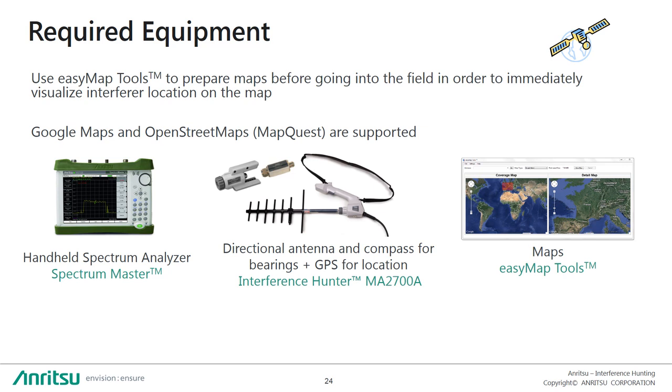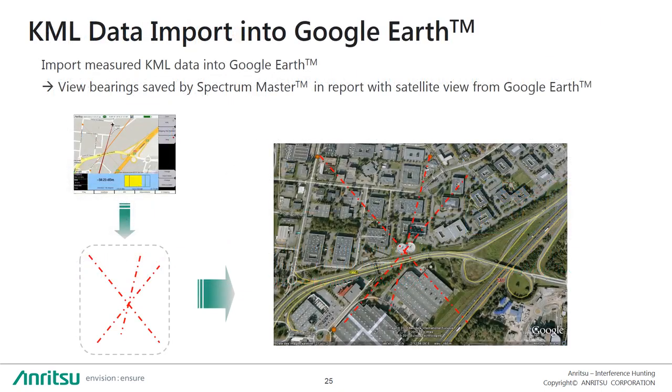As part of the Anritsu software toolbox, you'll find Easy Map Tools. This is a PC software that allows you to download maps for offline use. You can then copy it onto a USB flash drive, plug it into the spectrum analyzer, and use the map directly in the interference analyzer mode of the instrument. You can also take bearings without a map on the instrument and import the saved data to a map on your PC at a later stage. This is an example of what this looks like. For example, measured KML data can be imported into Google Earth as shown in the picture on the right.